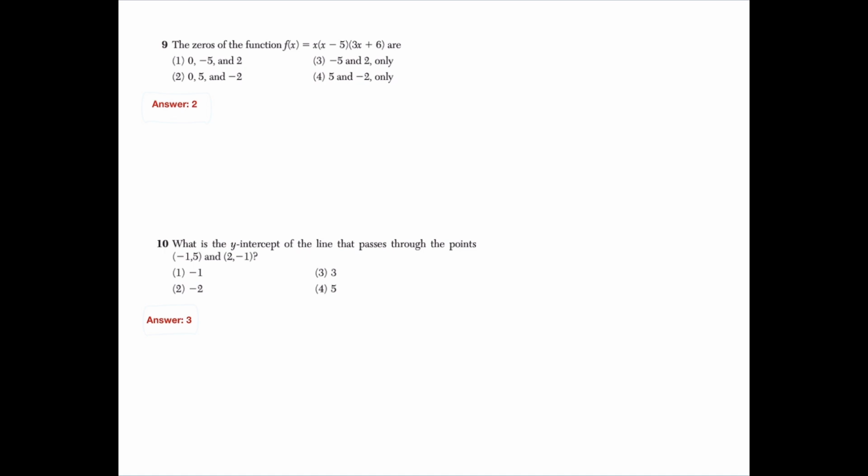All right, we're going to start with the first one, which is 9, where we're looking for the zeros of a function. In other words, when we graph this, we're looking for wherever the roots are, whenever y is equal to 0. So how are we going to find that? All right, so we're going to look at this part over here. So we have f of x is equal to x times x minus 5 times 3x plus 6.